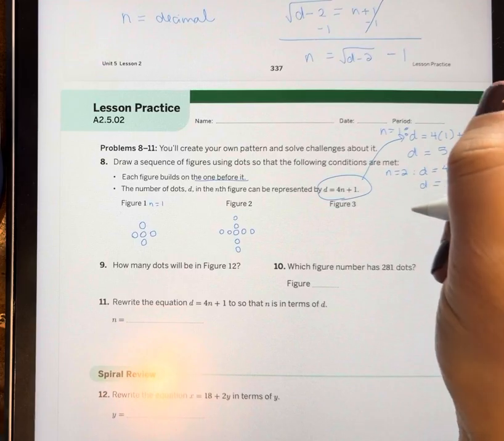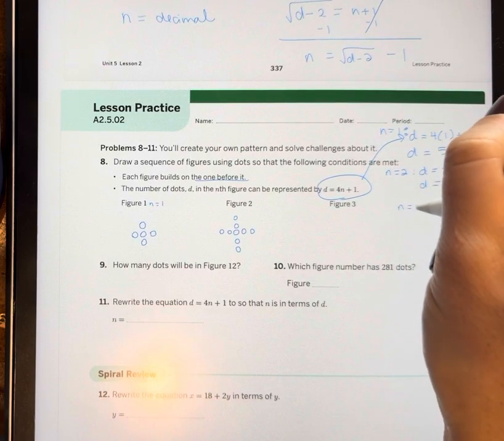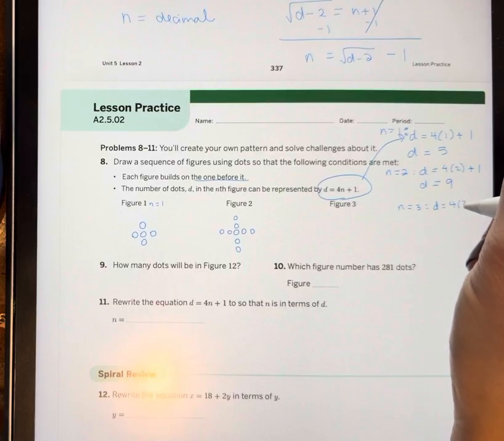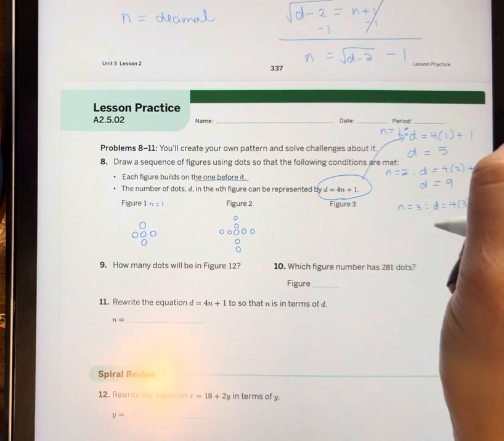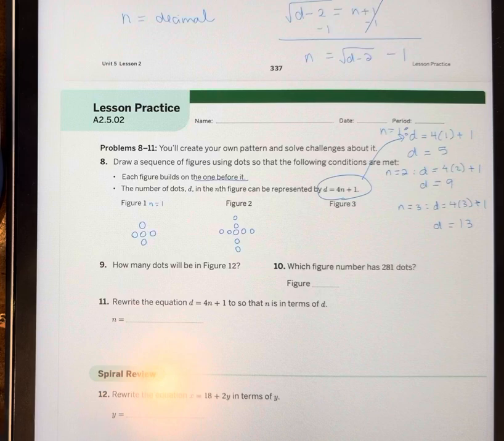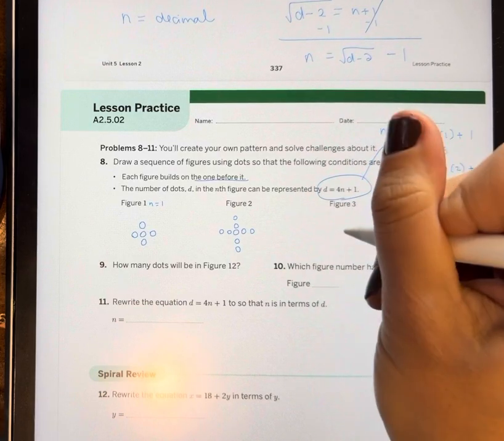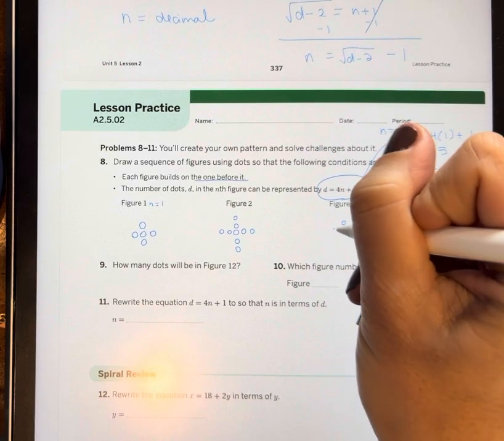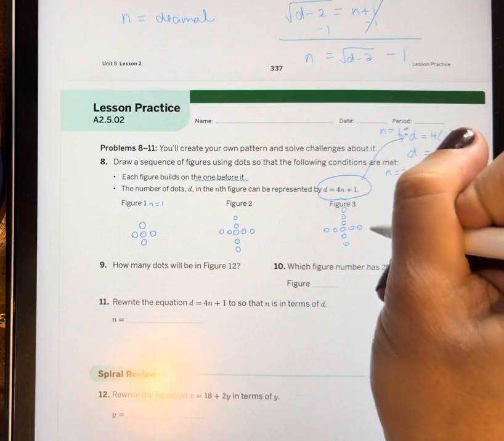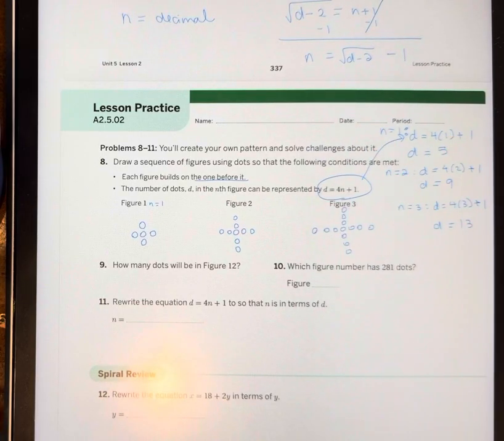And then in figure 3, I think I'm going to get away with doing it again. D must be 4 times 3 plus 1. So my D must be 13. And so 13 is 4 more than the last figure. So I'm just going to add 1, 2, 3, 4. I'm going to go it this way, but honestly, you could have done so many things.